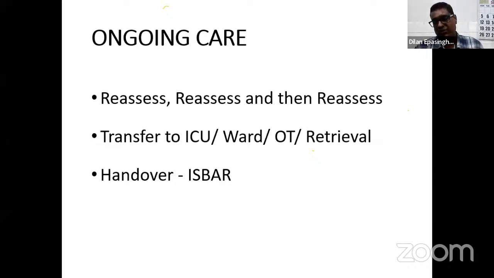Handover. You have to use the ISBAR situation, very important to hand over the patient. Give all details about the patients and hand over the patients. This is an art. Communication is an art. You have to practice that and get that ability.